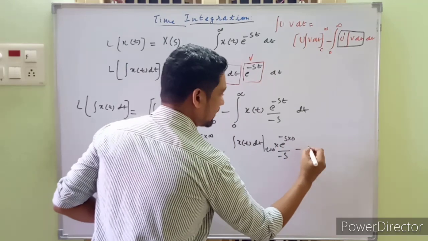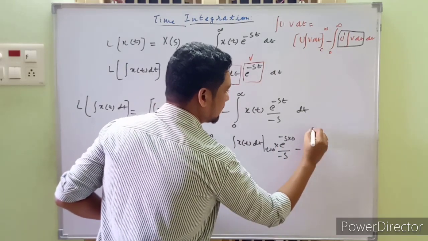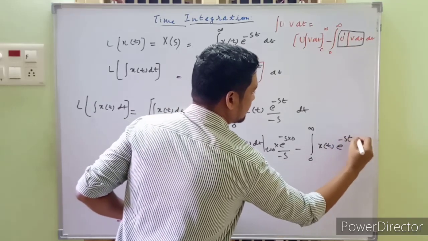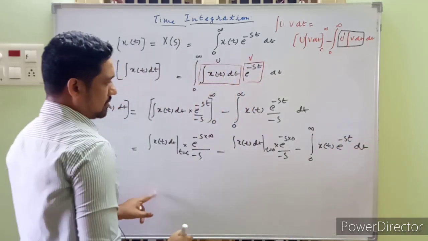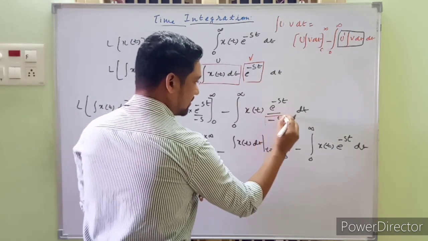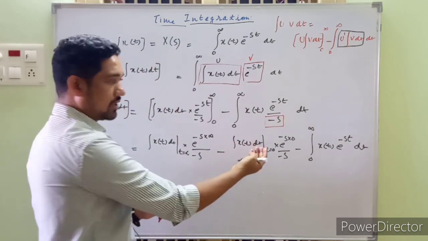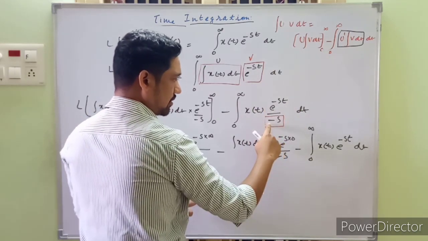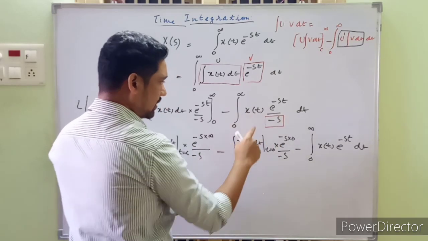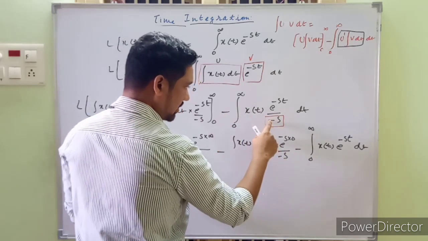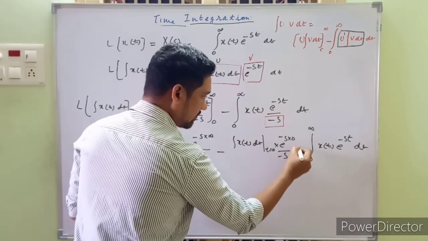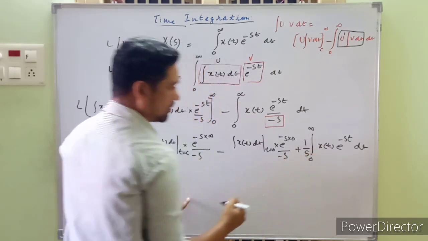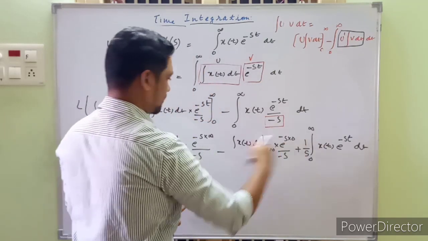Going ahead, this comes down to minus integral 0 to infinity x of t e raised to minus st dt. Guys, this s has got nothing to do inside the integration. It's a completely different term with respect to t. So we can take this out, and this negative over here becomes positive, minus into minus is plus, and we write the s in the denominator outside the integration. So this is the simplification.